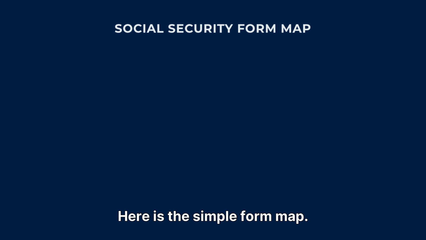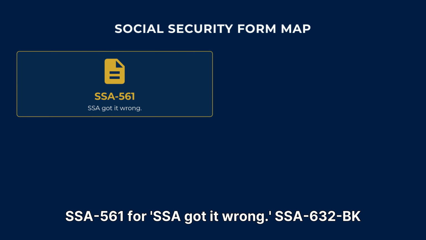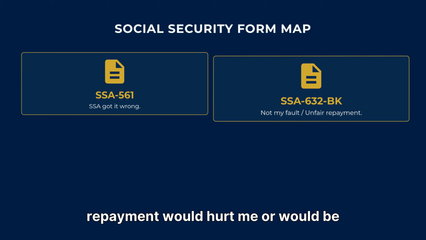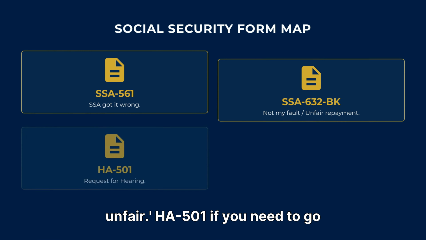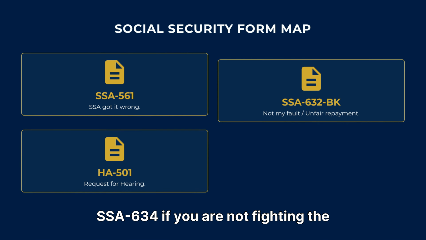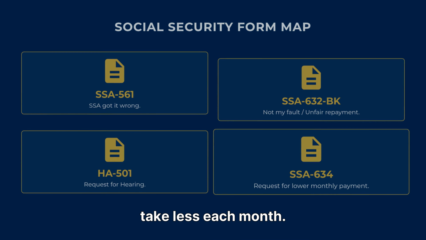Here is the simple form map. SSA-561 for SSA got it wrong. SSA-632-BK for it was not my fault, and repayment would hurt me or would be unfair. HA-501 if you need to go to the next level and ask for a hearing. SSA-634 if you are not fighting the whole debt, but you need SSA to take less each month.